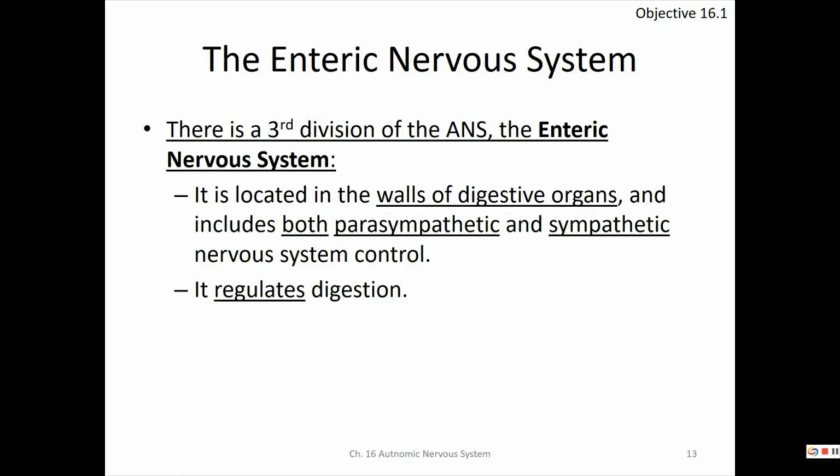Now, there is a third that I want to mention. And this is called the enteric nervous system. It is found in the walls of the gut, in the digestive organs. It's found in your intestines, your stomach. And it's got sympathetic and parasympathetic control both. Think of your enteric nervous system as a part of the autonomic that has two masters, two bosses. And the bosses, sympathetic and parasympathetic, affect it in different ways.